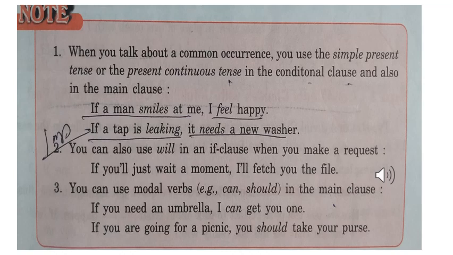First example is given, if you need an umbrella, I can get you one. In this sentence, I can get you one is the main clause, and here the verb can has been used. Second example, if you are going for a picnic, you should take your purse. In this sentence, you should take your purse is the main clause, and here the verb should has been used. So children, while framing the sentences according to type 1, you must keep these points in your mind, and secondly, you should follow all the rules and the structure which I have already given to you.